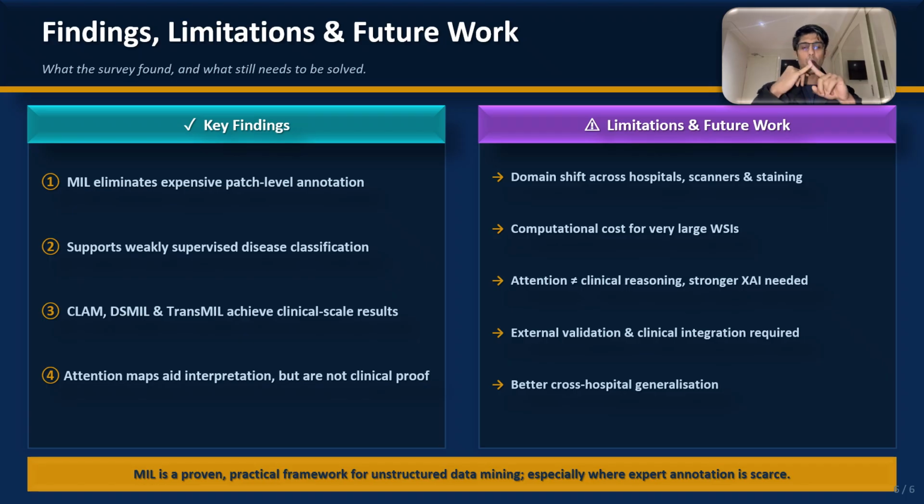safely deployed. To conclude, MIL is useful because it learns from weak labels without needing every instance annotated. Ultimately, it is a proven practical framework for unstructured data mining, especially powerful where expert annotation is scarce.